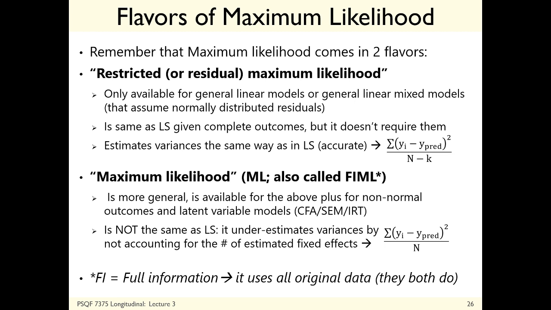ML is what you learn about in every other class. ML is what runs confirmatory factor models, structural equation models, item response theory models, logistic regression, any kind of nonlinear regression. That's regular flavor ML. And that is missing the minus k. So the random effect variances end up being too small because of this difference in the denominator in small samples.